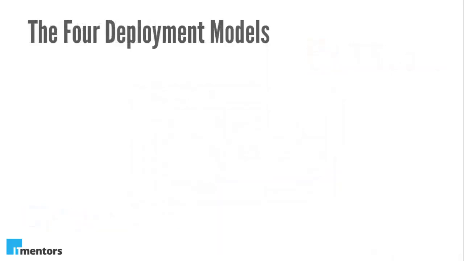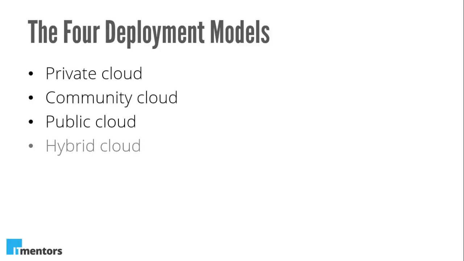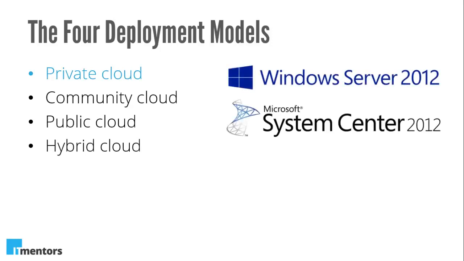The last element of the NIST definition is the four deployment models: private cloud, community cloud, public cloud, and hybrid cloud. Let's start with the private cloud. Microsoft does have a strategy for private cloud, but Windows Azure isn't it. If you want to build a private cloud using Microsoft technologies, you can do it with Windows Server and System Center. The latest versions of these products are designed to have cloud characteristics, and certainly they've been influenced by the work being done with Windows Azure.